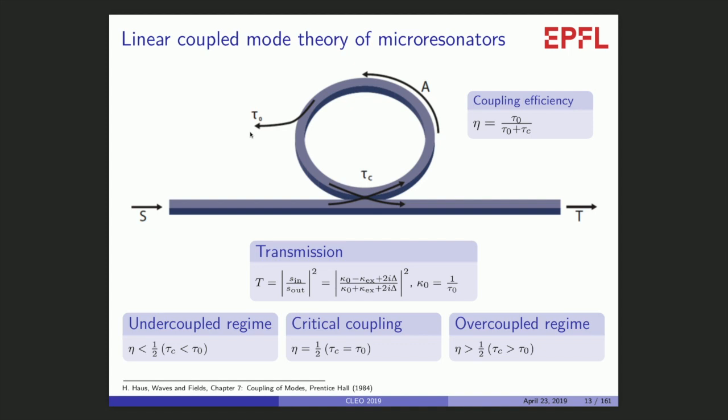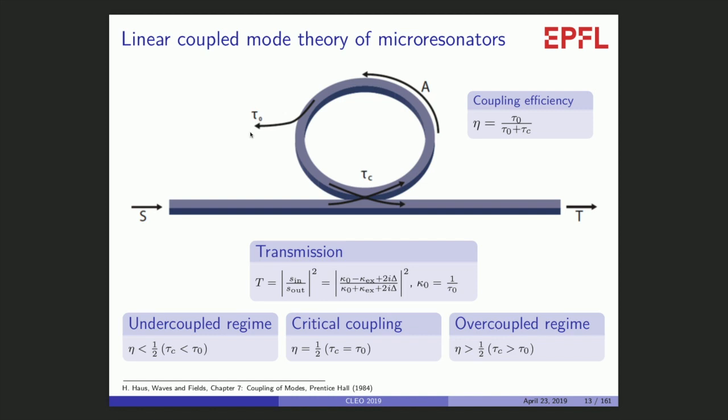In contrast, you can also be overcoupled, and overcoupled implies that your coupling rate into the resonator is much larger than the corresponding intrinsic decay rate, or equivalently stated, your external coupling time is much shorter than your cavity loss time tau naught.